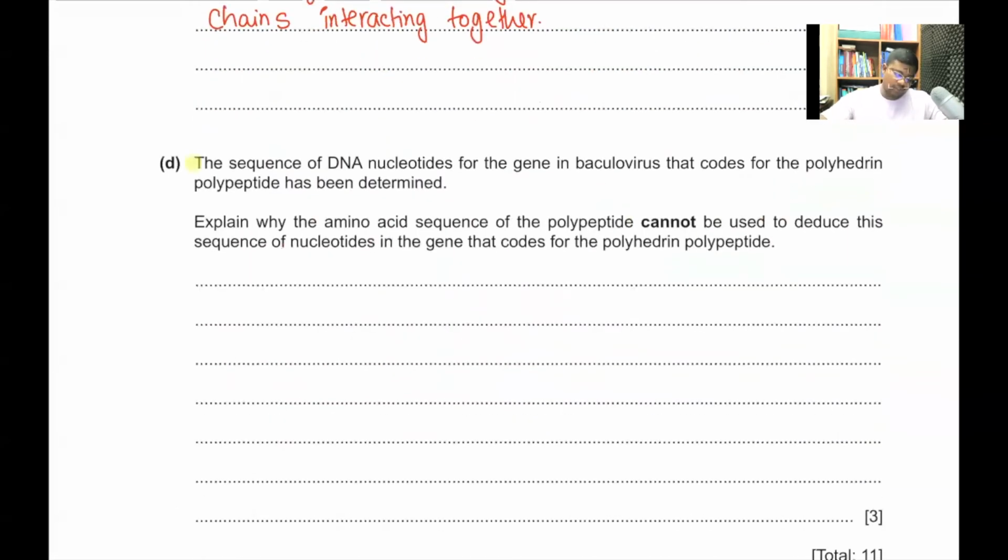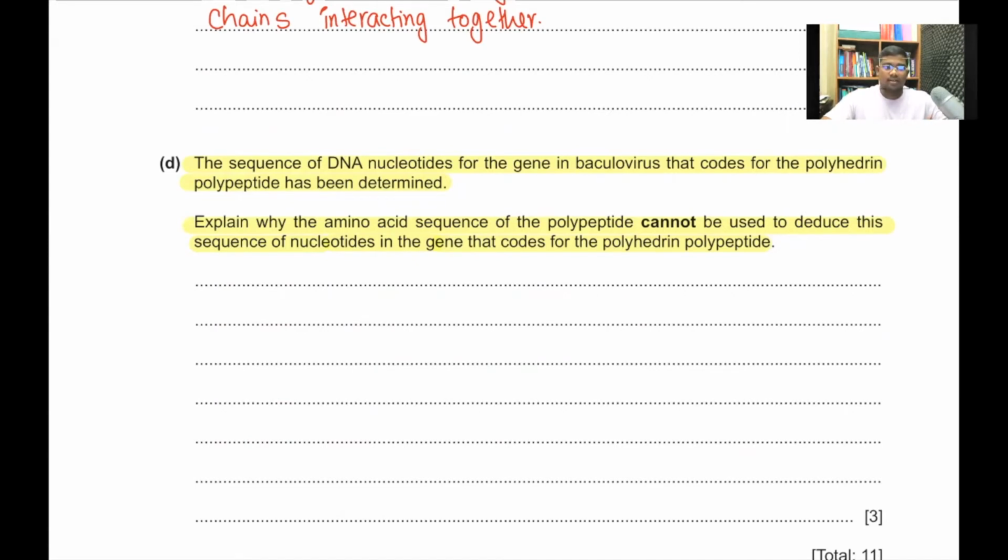Part D, the sequence of DNA nucleotides for the gene in baculovirus that codes for the polyhedrin polypeptide has been determined. Explain why the amino acid sequence of the polypeptide cannot be used to deduce the sequence of the nucleotides in the gene that codes for the polyhedrin molecule. Okay, you see, an amino acid can be coded by more than one codon. There can be multiple codons that code for a single amino acid.